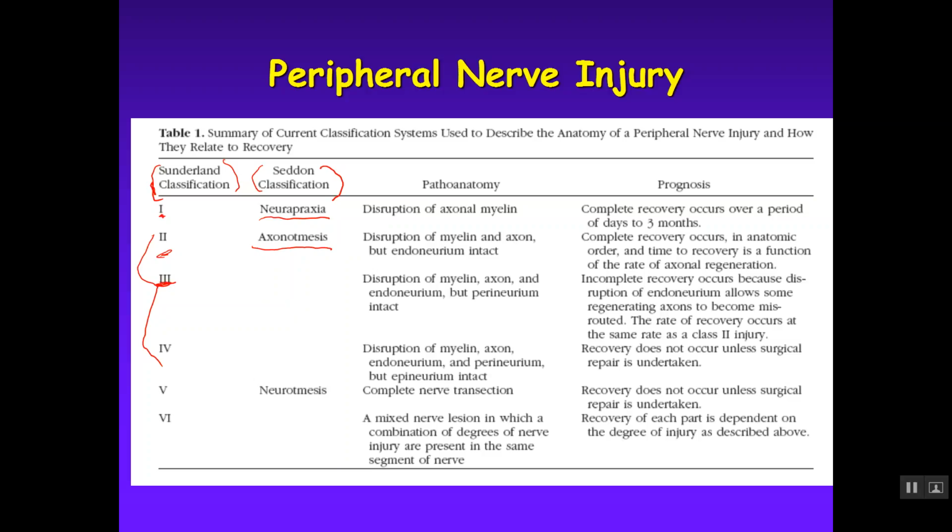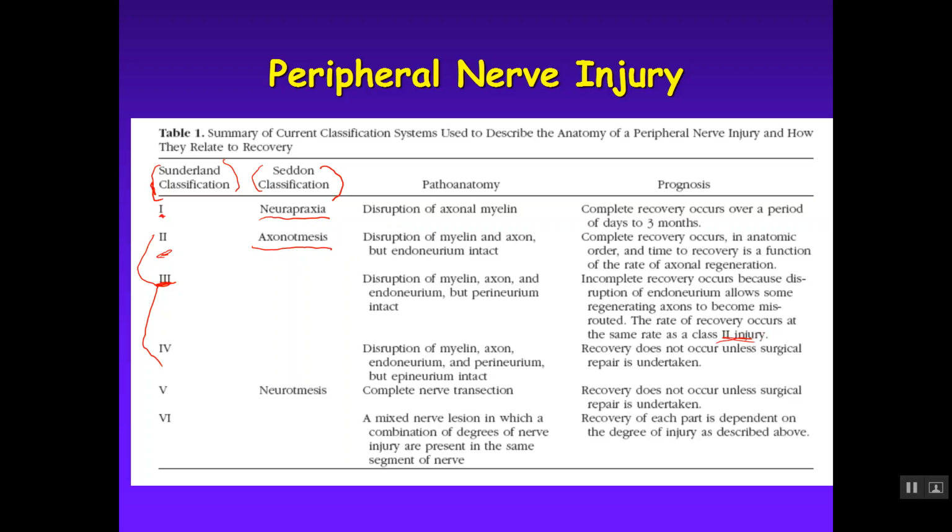Sunderland classification 3 is you get disruption of myelin, axon, and endoneurium. So now the endoneurium is starting to get disrupted, okay? But the perineurium is still intact. In this case, you often get incomplete recovery because disruption of the endoneurium allows some regenerating axons to become misrouted. They may not go back to the same spot, or may struggle finding their location and may never end up there, so you may get incomplete recovery, okay? The recovery rate is similar to the class 2 injury, which we talked about as about a centimeter a month.